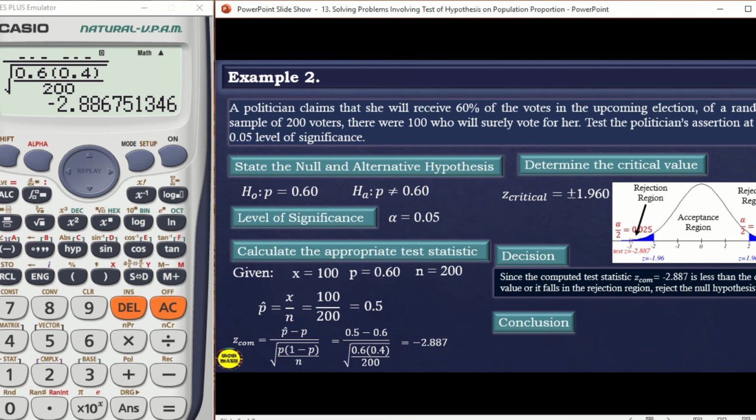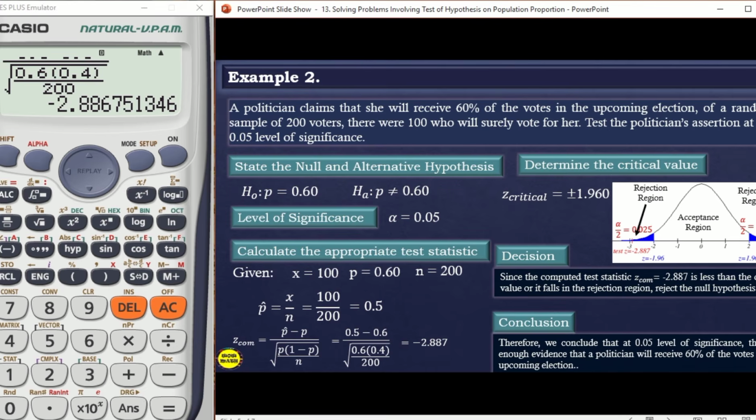So, ano yung magiging conclusion natin? Therefore, we conclude that at 0.05 level of significance, there is enough evidence that a politician will receive 60% of the votes in the upcoming election.